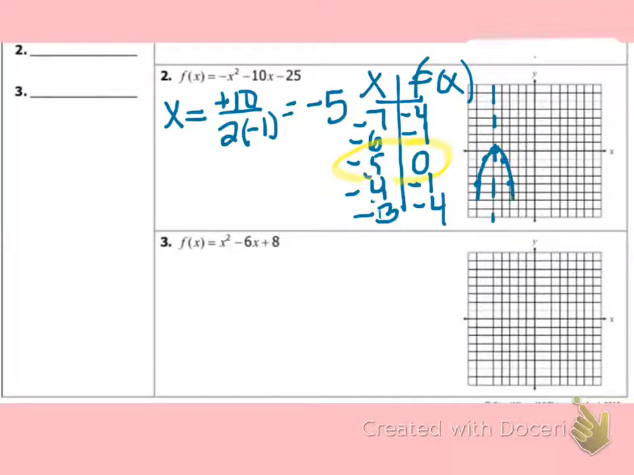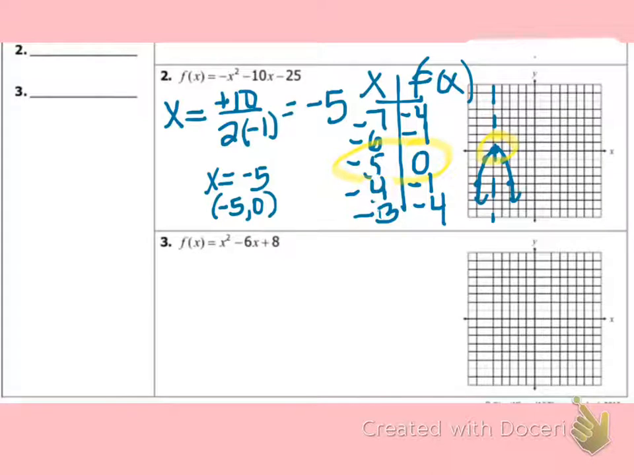So there's that one we talked about that has just one solution. It's right there at x equals negative 5, or written as an ordered pair is negative 5, 0. So this one has just one solution.